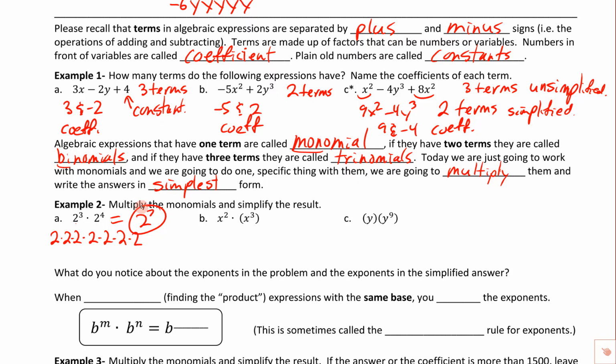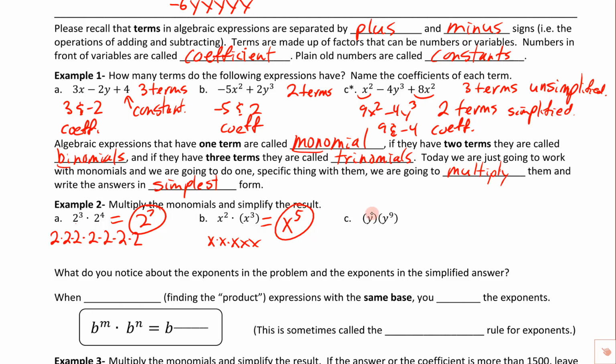So if we take a look at this next one, x², that's x times x, we've got two x's. x³, that's x times x times x. So there's x², there's our x³. We've got two x's here, three x's here. Again, we've got repeated multiplication. So the easiest way to write this would just be x to the fifth. Now let's take a look at the next one.